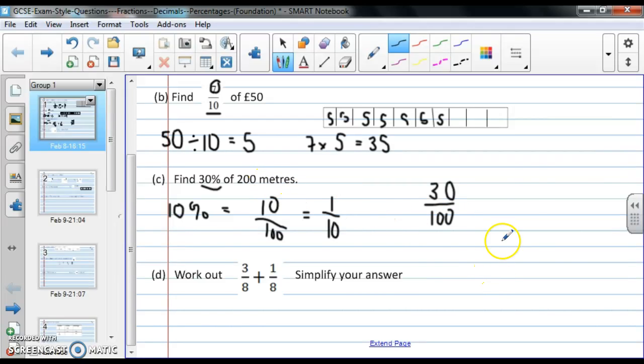So we're going to take 200 and divide it by 10. That's going to give us 20. And then when we multiply by 3 of those groups, we're going to get an answer of 60.